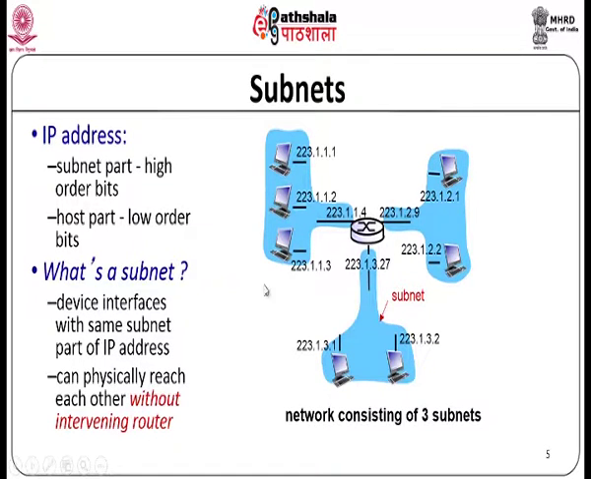So, what exactly is a subnet? You can look at it typically as something which interfaces to one part of a router, and for which the initial part of the IP address is all the same. Physically, you can also look at it as a network which, if you disconnect it from the intervening router, will still be physically connected to each other. That is typically how we identify or designate these subnetworks.